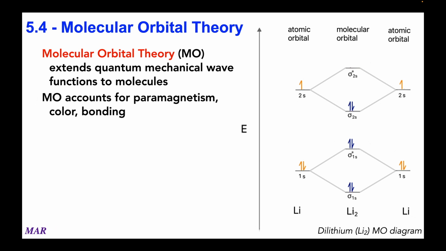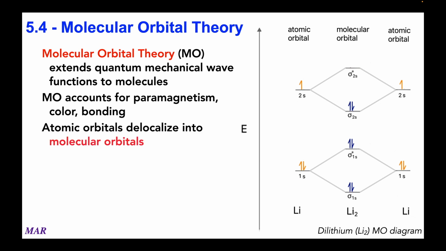Well, valence bond theory is certainly not perfect. We're going to see that it doesn't do a very good job to talk about magnetism. So molecular orbital theory will be much better about talking about paramagnetism, and molecular orbital theory will actually talk about color better. We're not going to talk about that as much, but it does. And it does refer to the bonding a little bit more accurately than valence bond does. In molecular orbital theory, or MO theory, atomic orbitals are delocalized into molecular orbitals.